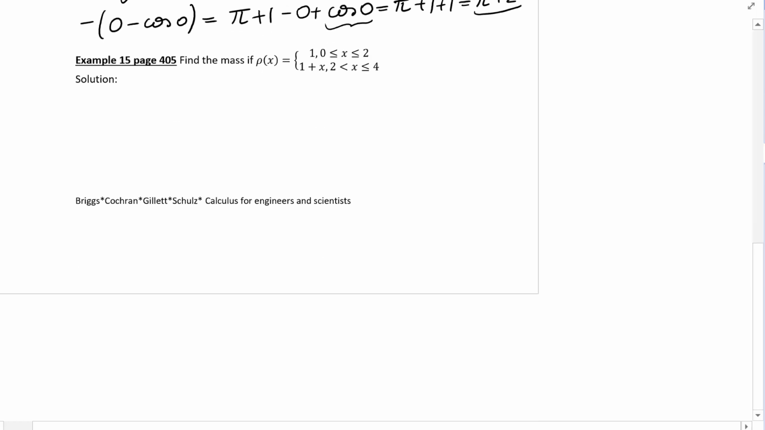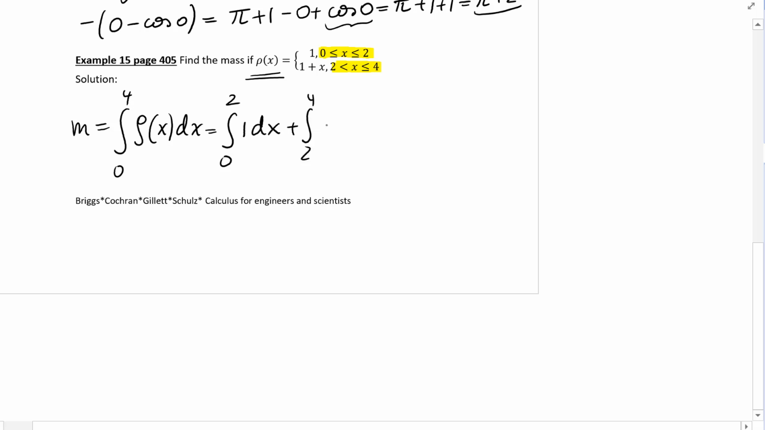Let's try the second problem. This time the density function is a piecewise function. So the mass is equal to the integral, where x is between 0 and 2 and 2 to 4, so between 0 and 4 of rho of x dx. Let's split it into the integral from 0 to 2 of 1 dx plus the integral from 2 to 4 of 1 plus x dx. And I think you can calculate this integral, no problem.